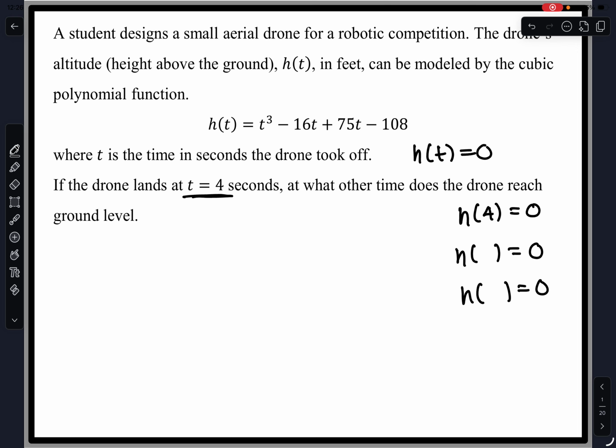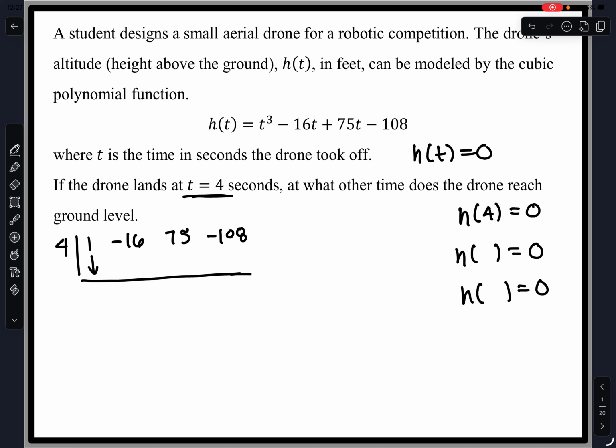Well, to figure this out, we're going to use synthetic division. We already know that one of the solutions is 4. So using synthetic division, we can break down this cubic polynomial into a quadratic polynomial and then find the solution for that quadratic.